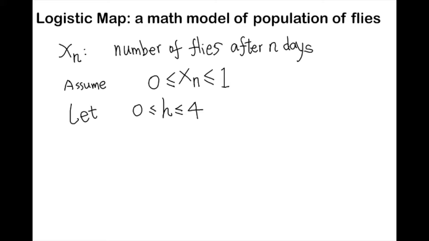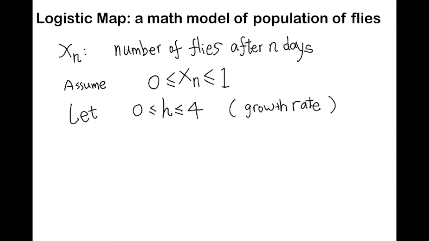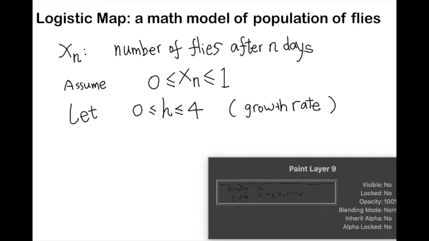And let h denote a constant between 0 and 4. And we will explain what is 4, where this 4 comes from. And you can think of h as some kind of growth rate, but it's not strictly a growth rate. We don't really care what it means right now.